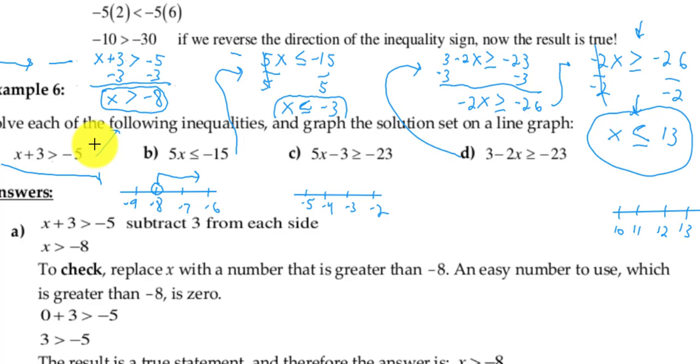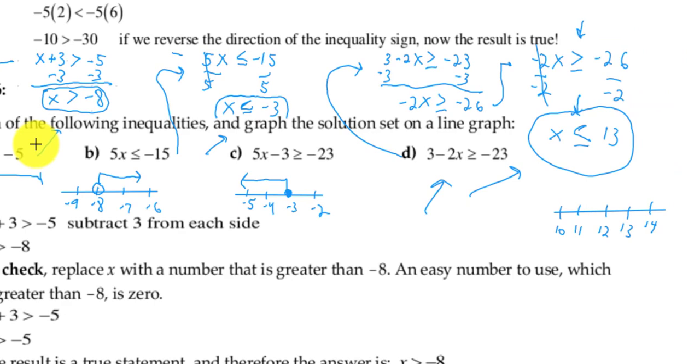Right? For letter B, the final answer was x is less than or equal to -3. So I'm going to draw a closed dot here at -3, and x is smaller, so we go to the left. For letter D, the final answer was x is less than or equal to 13. So it's a closed dot at 13, and then we draw an arrow to the left to indicate less than.